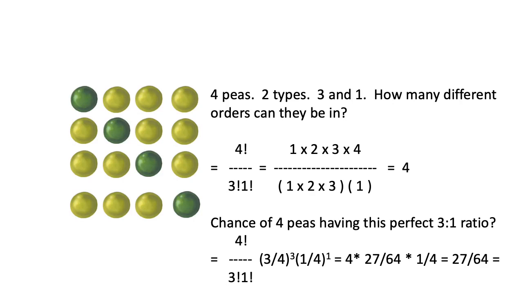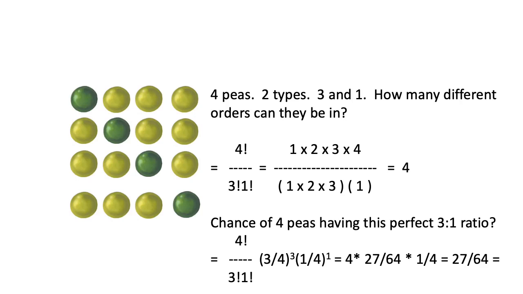Now we're looking for 1 green pea. Well, there's a 1 in 4 shot of a pea being green, and we only want one of them, so it's 1/4 raised to the 1. And again, that 1 is our 1 factorial, it's the t. So when we multiply all of this out, we wind up with 27 over 64, which is about 0.41 or 41%.